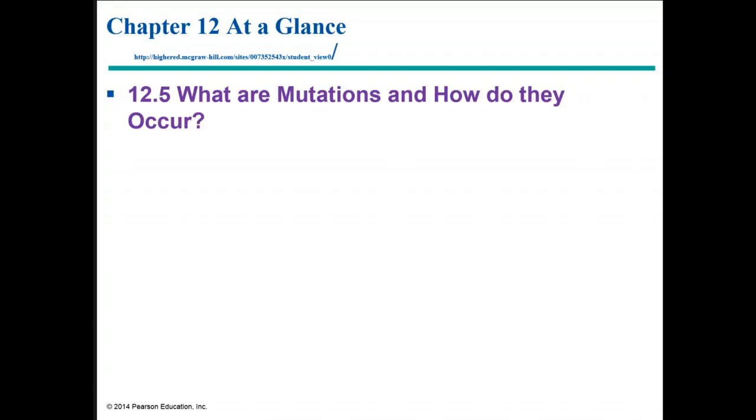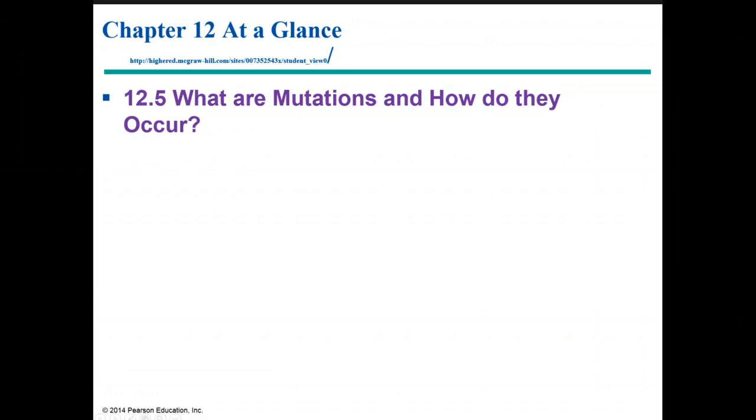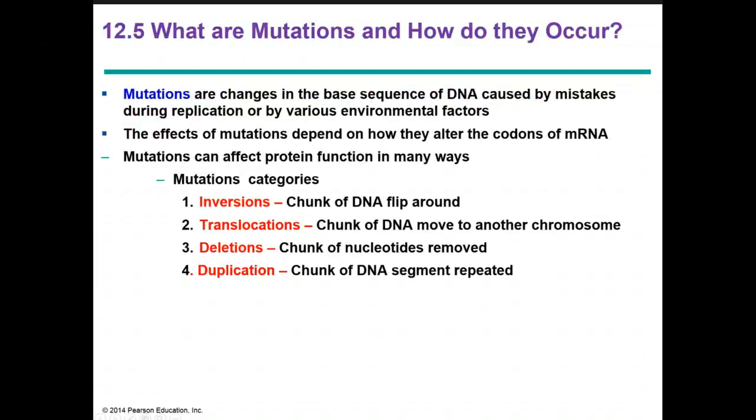So let's start talking about what are mutations and how do they occur. Mutations are changes in the base sequence of DNA caused by mistakes during replication or by various environmental factors. The effects of mutations depend on how they alter the codons of messenger RNA. Mutations can affect protein function in many ways.